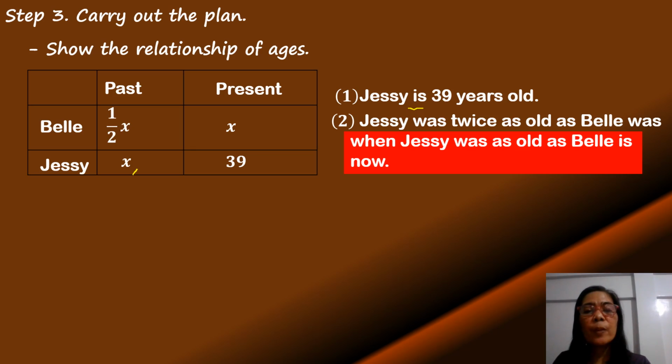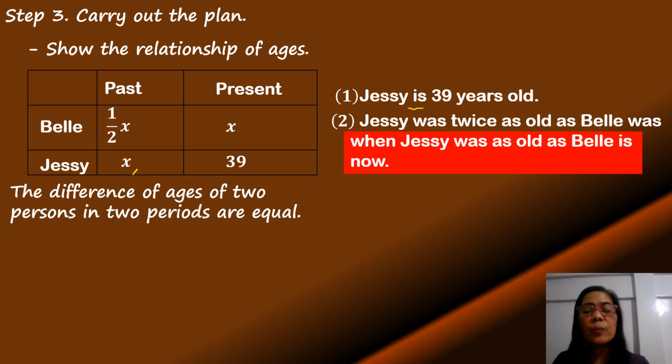Since we have already completed the entries in our table, we are now ready to write the equation based on the principle that the difference of ages of two persons in two periods are equal. So we have the present age of Belle minus her past age must be equal to the present age of Jessy minus her past age. Simplifying this equation, it gives us the value of x equal to 26.